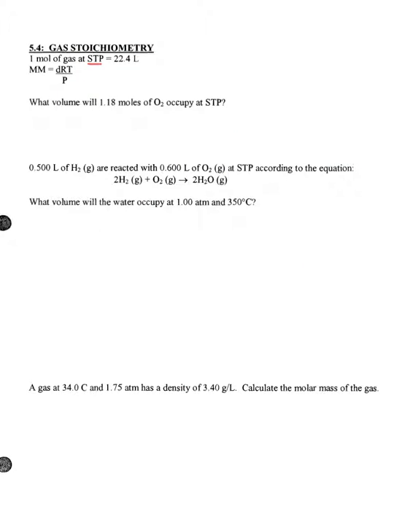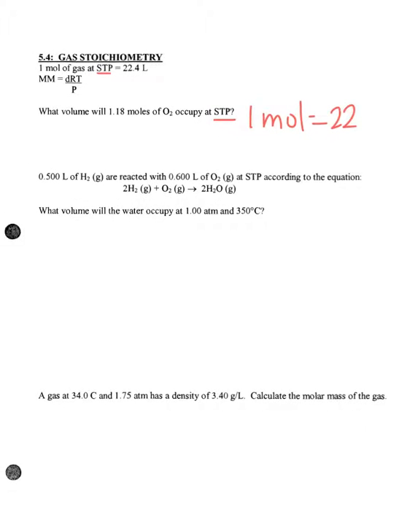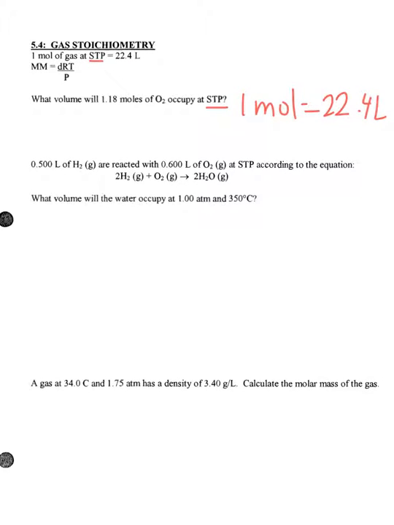So that is how that equation is derived. Now if we go back to the help sheet, let's take a look at this problem right here. What volume will 1.18 moles of oxygen occupy at STP? So notice that it says STP, so that means we can use our conversion of 1 mole equals 22.4 liters. All right, so now let's do our math.